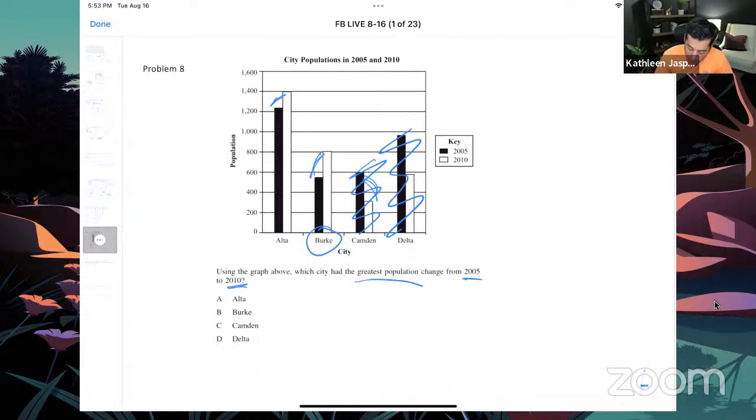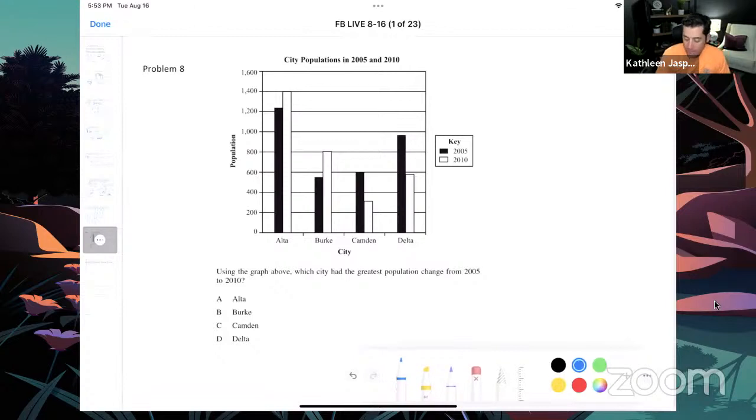When it says greatest population change, it just means the change. Change can be this many people left or this many people came in. I think greatest population, we associate it with growth. So how did one go from small to big? I want to make sure you're aware that change just means that it's a change. It doesn't matter if it's people coming in or going, in this case with the city population.